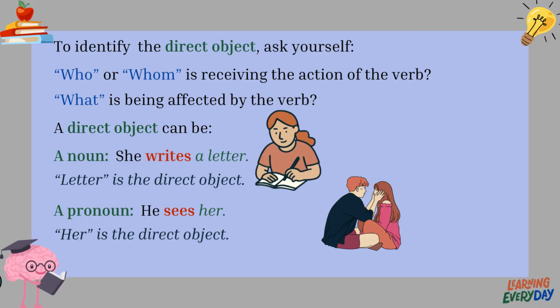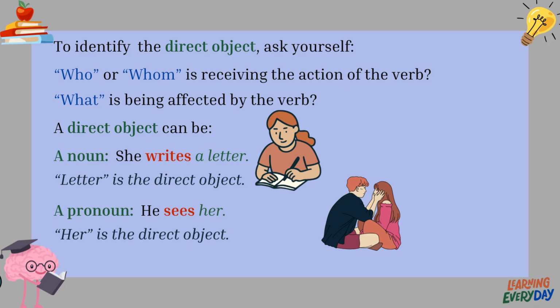To identify the direct object, ask yourself, who or whom is receiving the action of the verb, and what is being affected by the verb? The direct object answers the questions what or whom about the verb. A direct object can be a noun, for example, she writes a letter. Letter is a noun and it's the direct object.